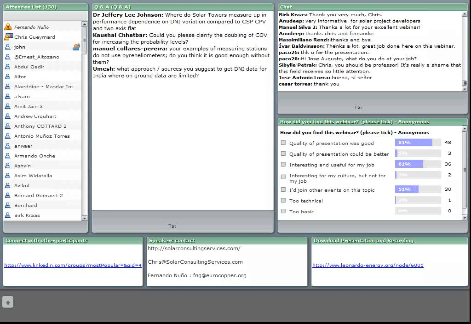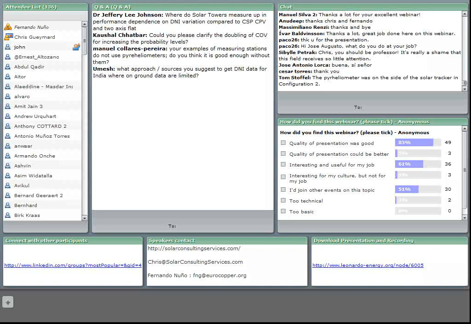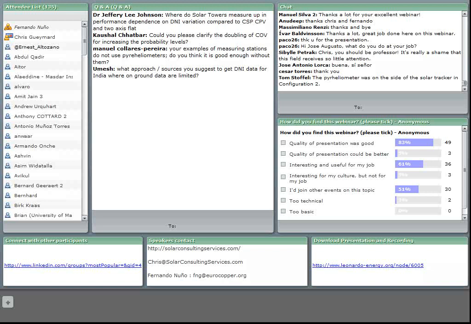Another question, what approach or sources do you suggest to get DNI data for India, where on-ground data are limited? Well, actually, we discussed the case of India last time, and I showed solar radiation maps, the newest maps that NREL released a few months ago. So this would be the first step, I would say. As you mentioned, there is not much measurement over there.